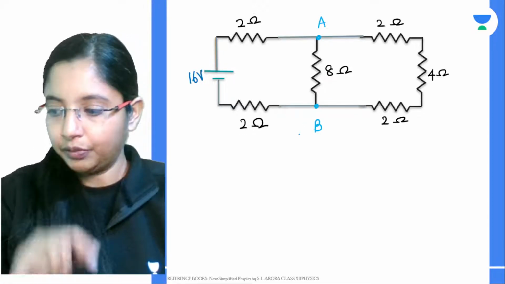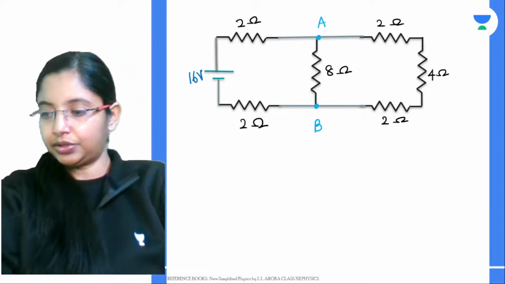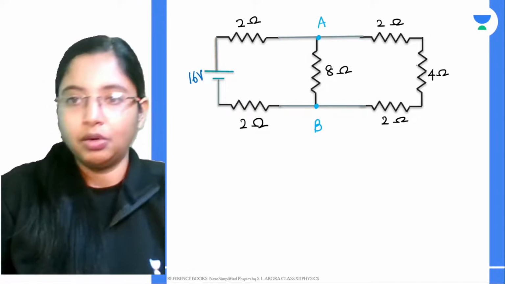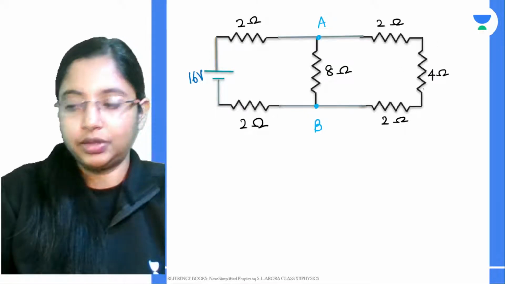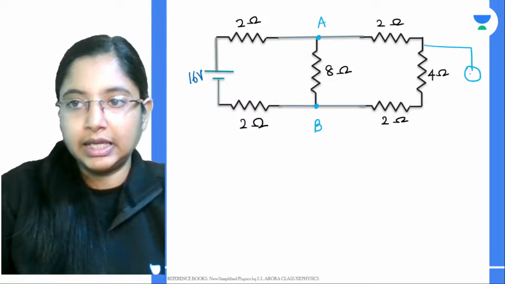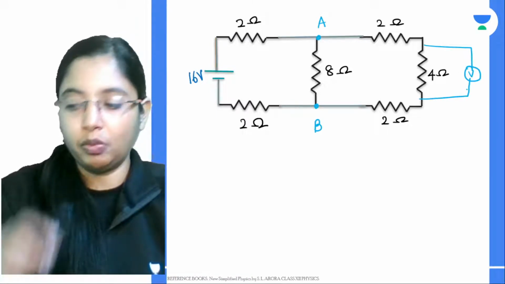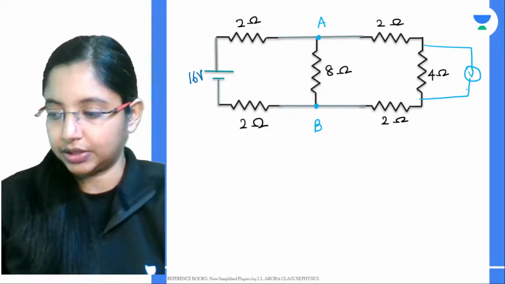Okay, now what we are going to do is we want to find the current through this particular, let's say across this 4 ohms resistor, we have actually connected a voltmeter. We want to see how much the current through this circuit is.